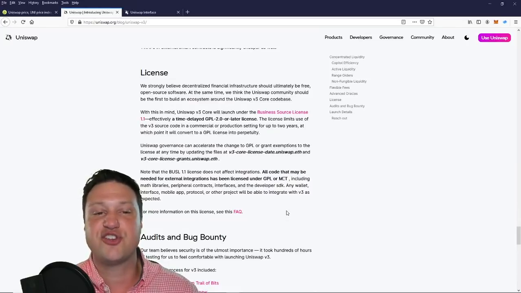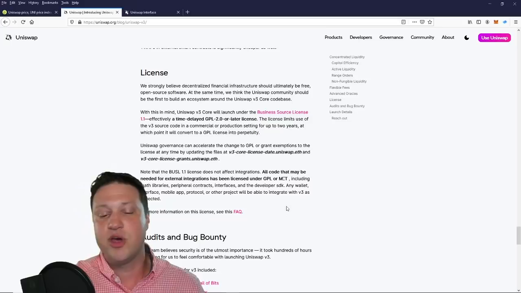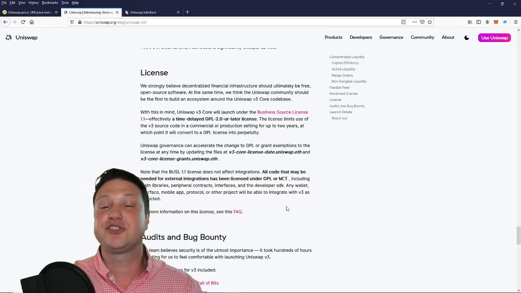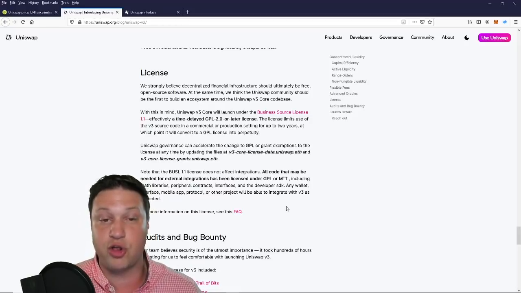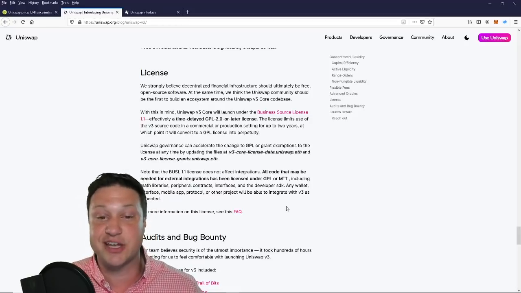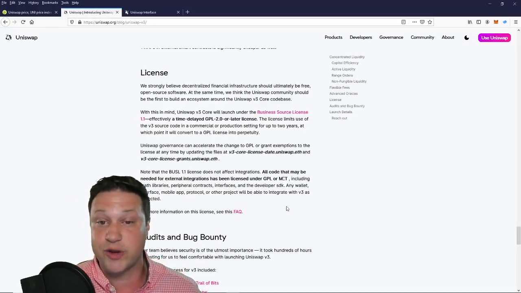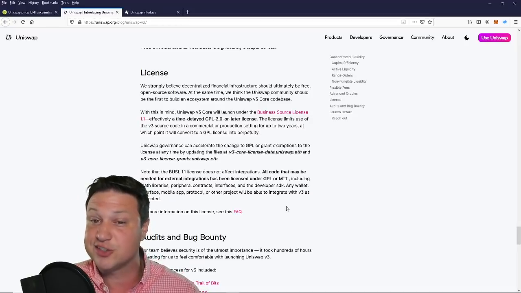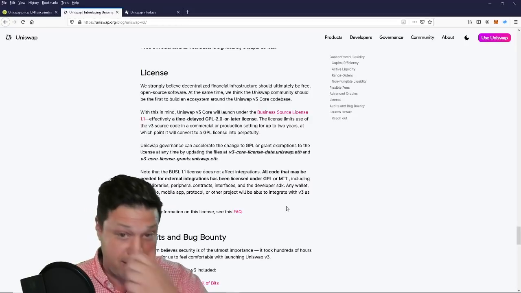Another big change is the business source licensing effect. Okay, guys, so with version 2, it was such a groundbreaking protocol that it became the most forked protocol ever, and there were copycats and clones everywhere you turn your head. Now here with Uniswap version 3, because they're launching under a business source license, other protocols can't copy it the way they did in the past because of copyright issues.